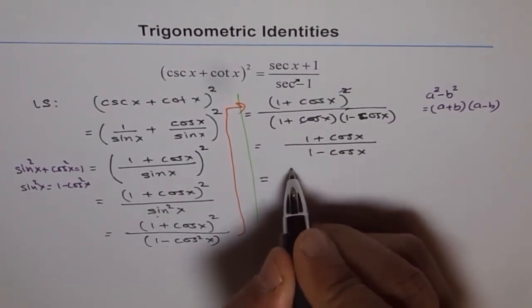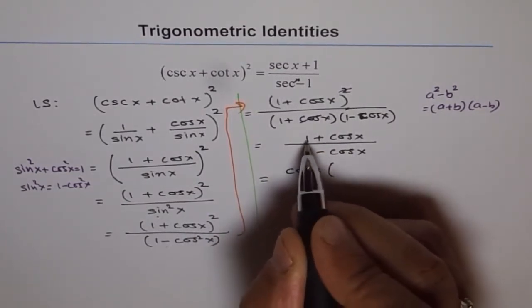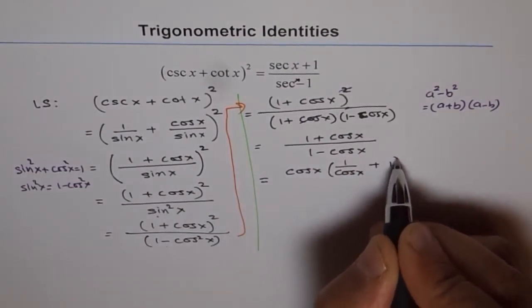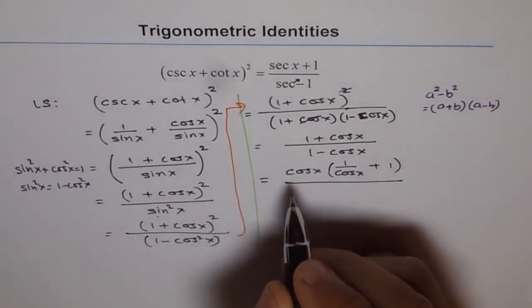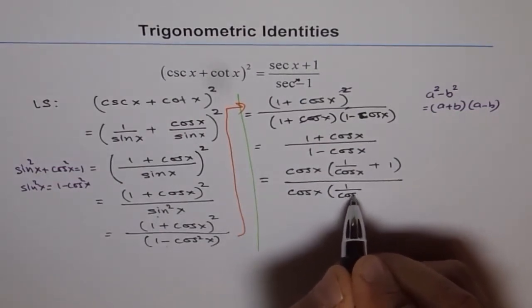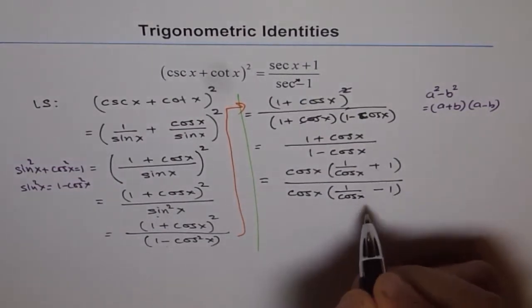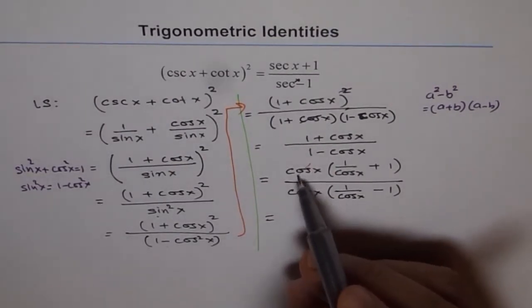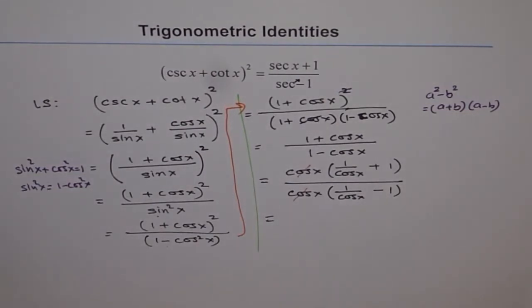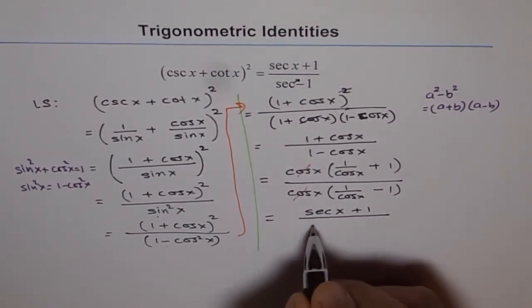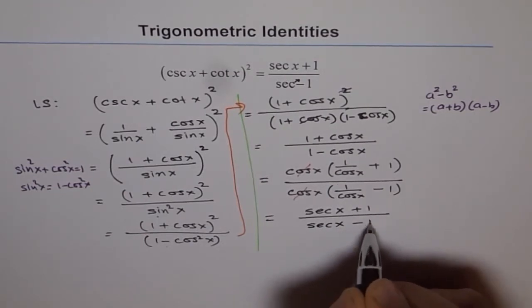So if I factor out cos x, I have to write 1 over cos x for 1, right? Plus 1. And in the denominator, if I factor out cos x, I get cos x times 1 over cos x minus 1. Do you see? That is the trick. And now here, cos x and cos x cancel out, right? And what is 1 over cos x? 1 over cos x is secant x. So I get secant x plus 1 divided by secant x minus 1.